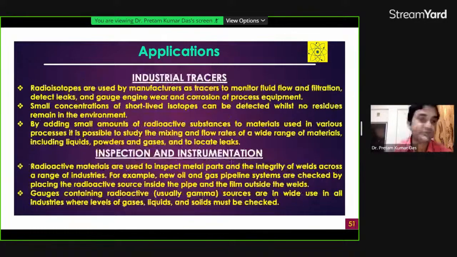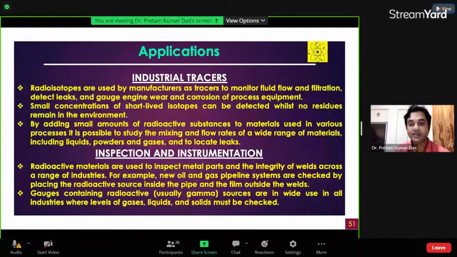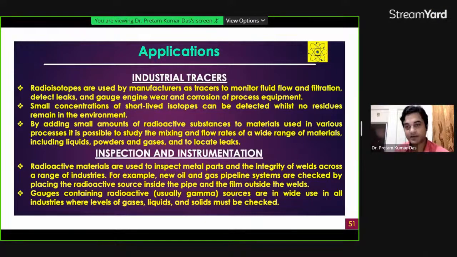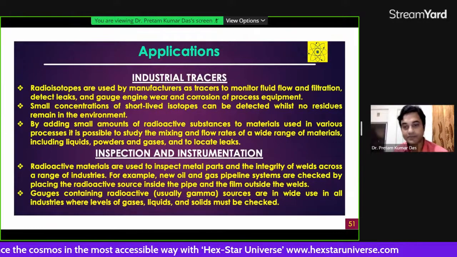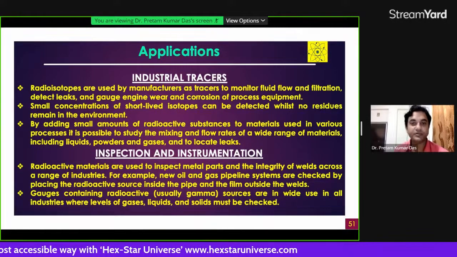Industrial tracers: radioisotopes are used by manufacturers as tracers to monitor fluid flow and filtration, detect leaks and gauge engine wear and corrosion of process equipment. They can also be used in inspection and instrumentation. Radioactive materials are used to inspect metal parts and the integrity of welds across a range of industries. For example, new oil or gas pipeline systems are checked by placing a radioactive source inside the pipe and the film outside the weld.